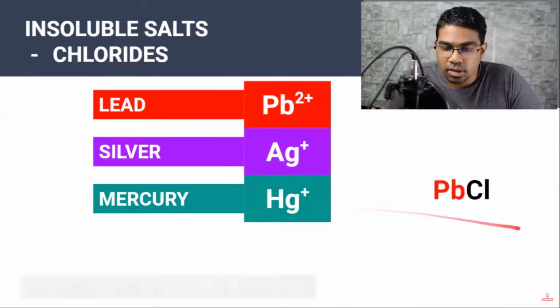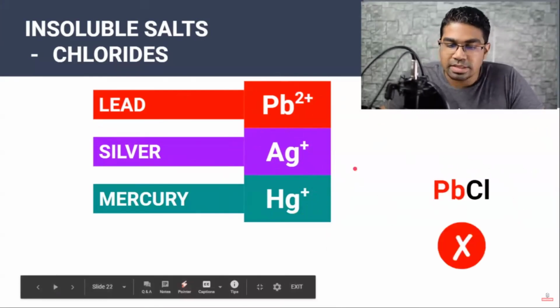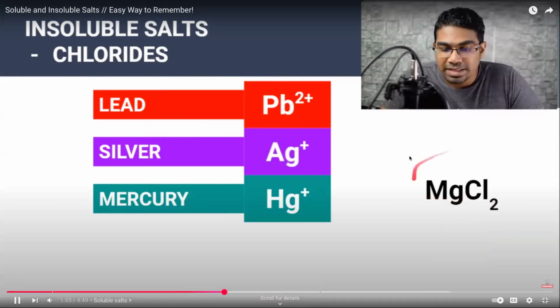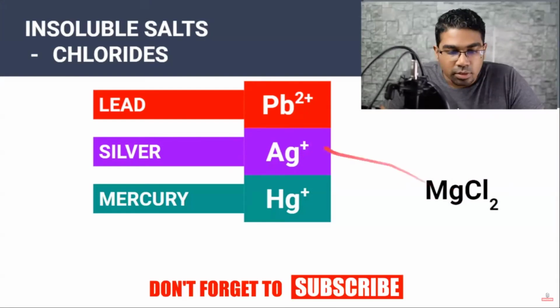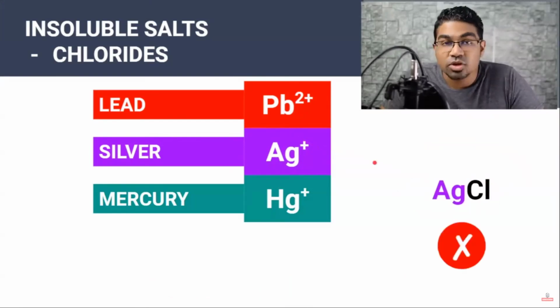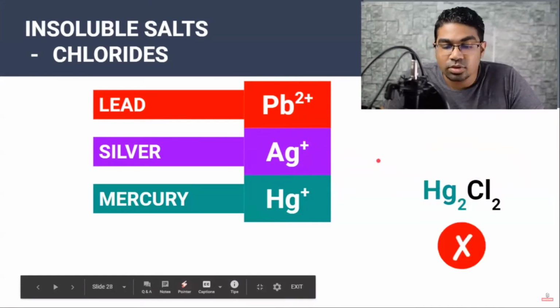For example, lead chloride. Pb is part of PAH, and therefore it is insoluble. It is for chloride. So if any of these three forms a salt with chloride, it will be insoluble, but everything else will be soluble, which you'll see in the table later. Magnesium chloride. Magnesium is not part of PAH, and therefore it will be soluble. Silver chloride is part of PAH, it will be insoluble. Mercury chloride is part of PAH, it is also insoluble.